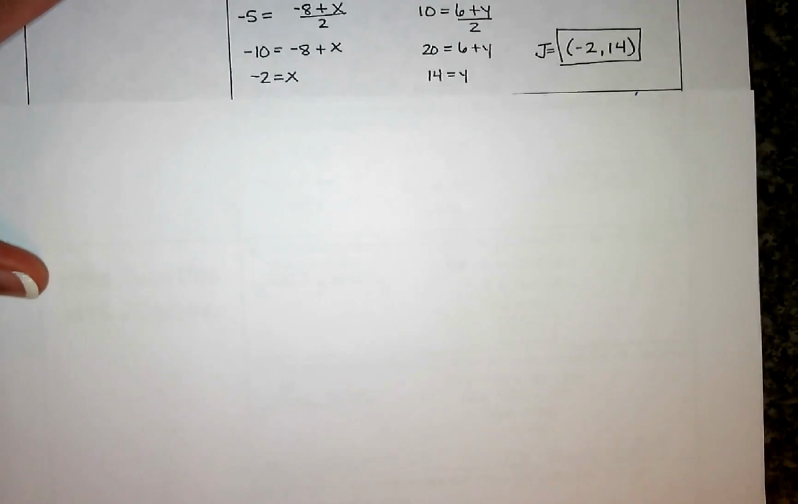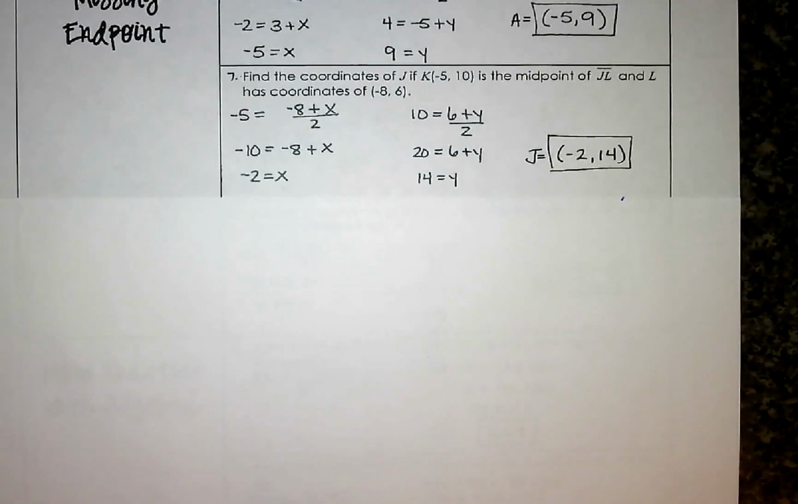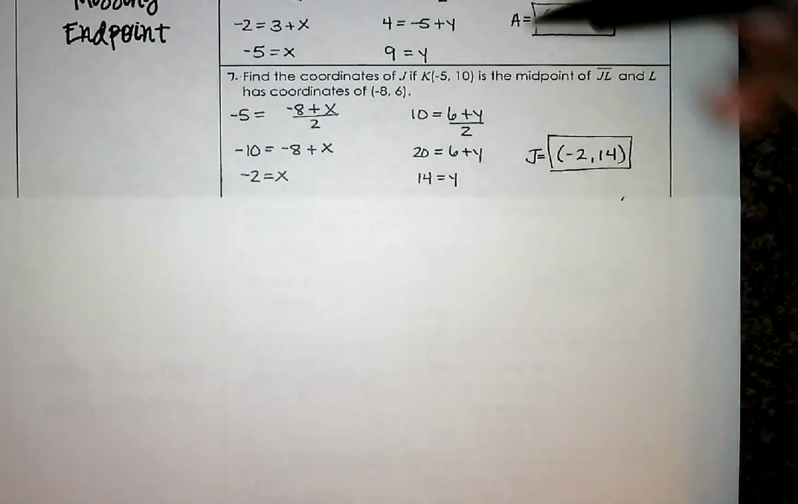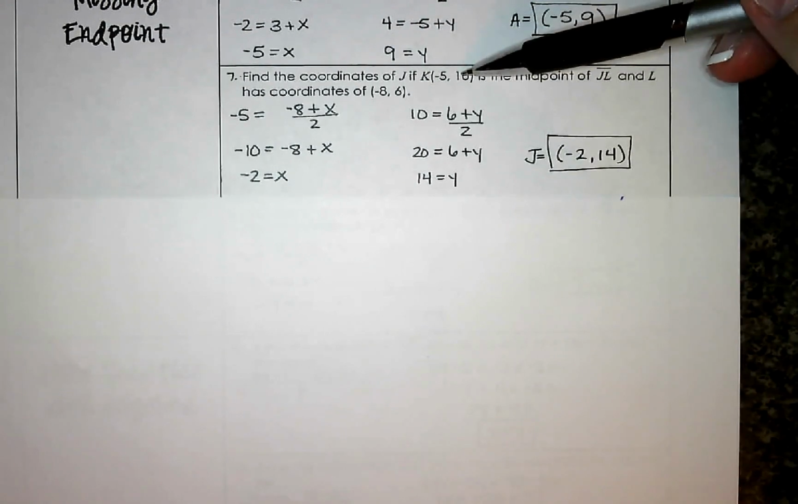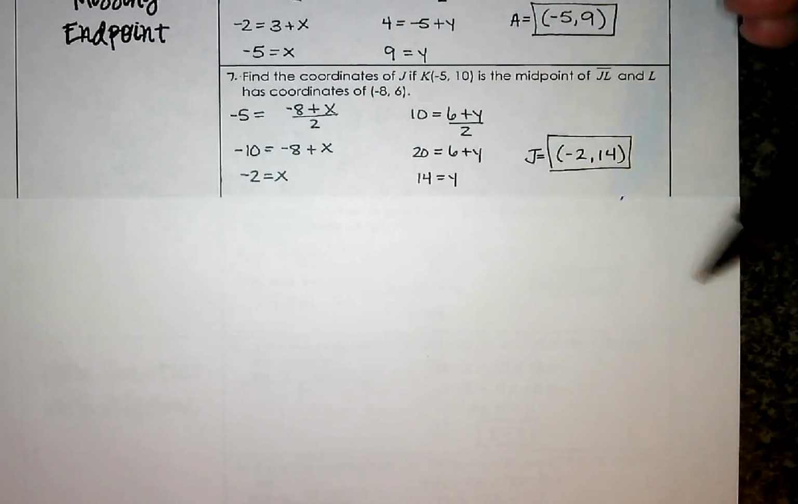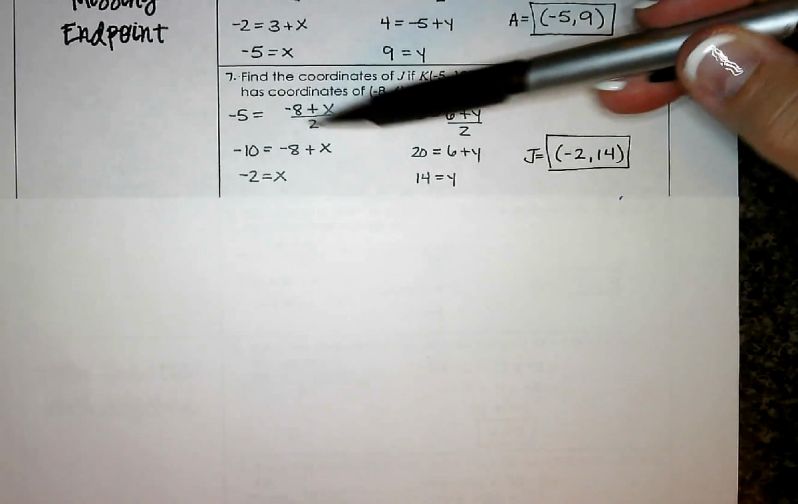Okay, here's how number 7 should go. Read through it. You notice it's just like the one that we've just finished together. You're finding the coordinates of J. K is the midpoint. So you can sketch it out if that kind of helps you see it. So add the endpoints, divide by 2, that gives me my middle.